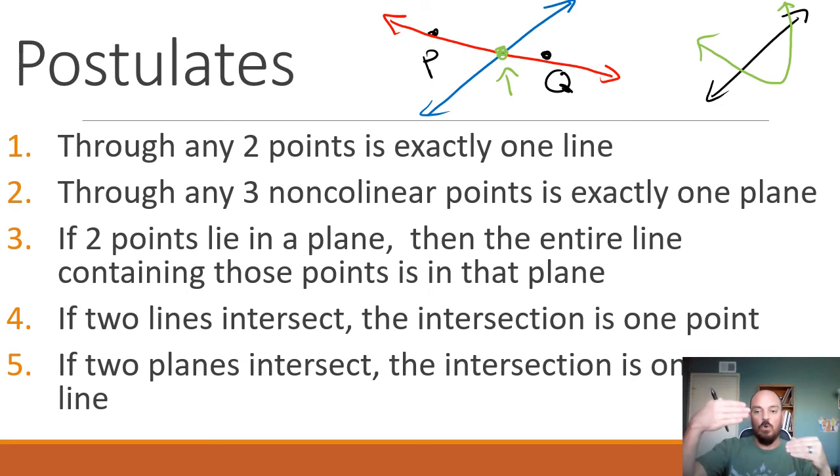If you look up where a wall meets a ceiling, imagine the wall is one plane and the ceiling is the other plane. Well, that line going across where the wall meets the ceiling, that's the intersection. So whenever two planes meet, it makes a line.